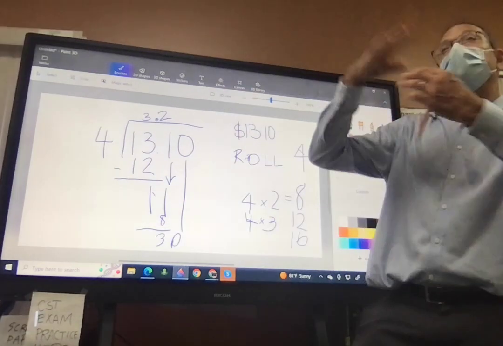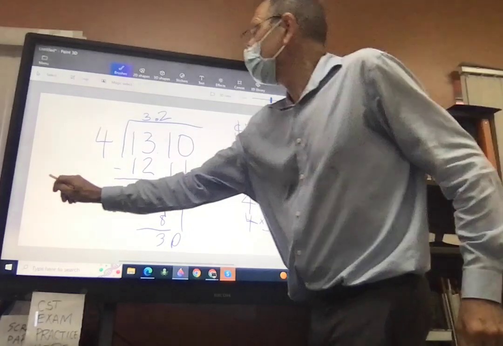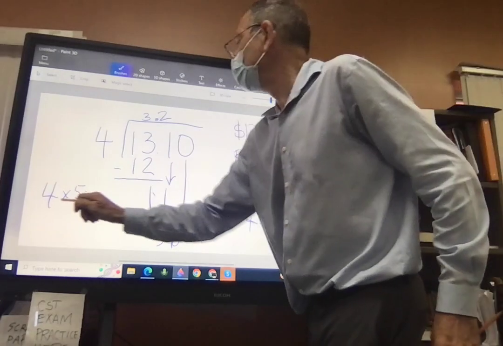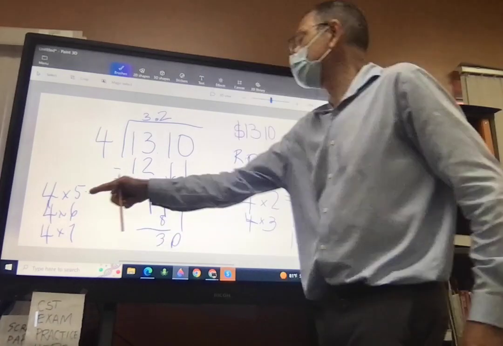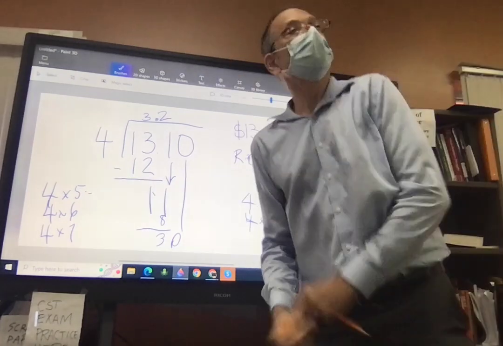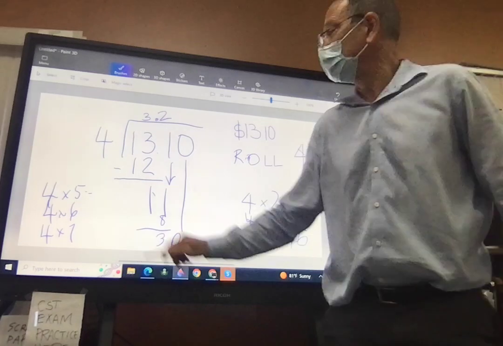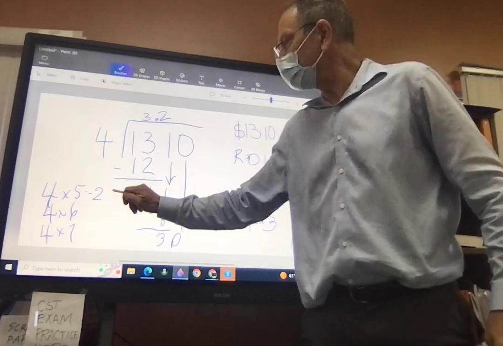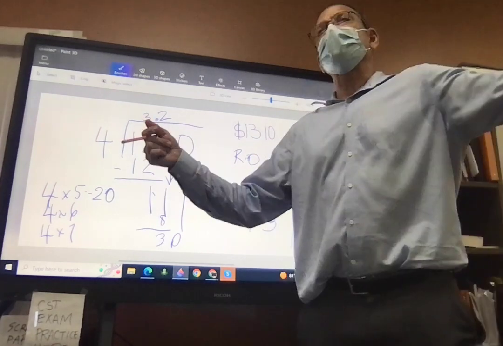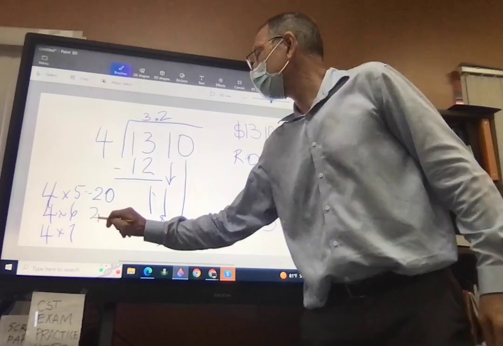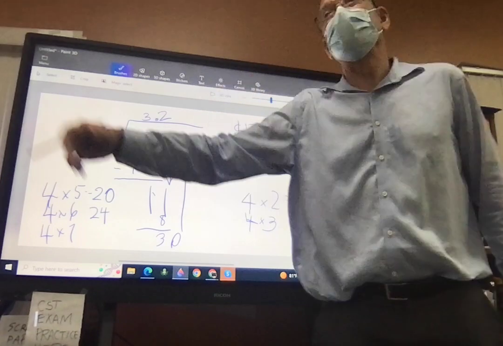How many 4s in 30? 4 times 5. 4 times 6. 4 times 7. How much is 4 times 5? 4 fois 5, c'est combien? 20. 4 fois 6, 4 times 6. Fritz, 4 times 6. 24. 4 fois 7, 4 times 7.